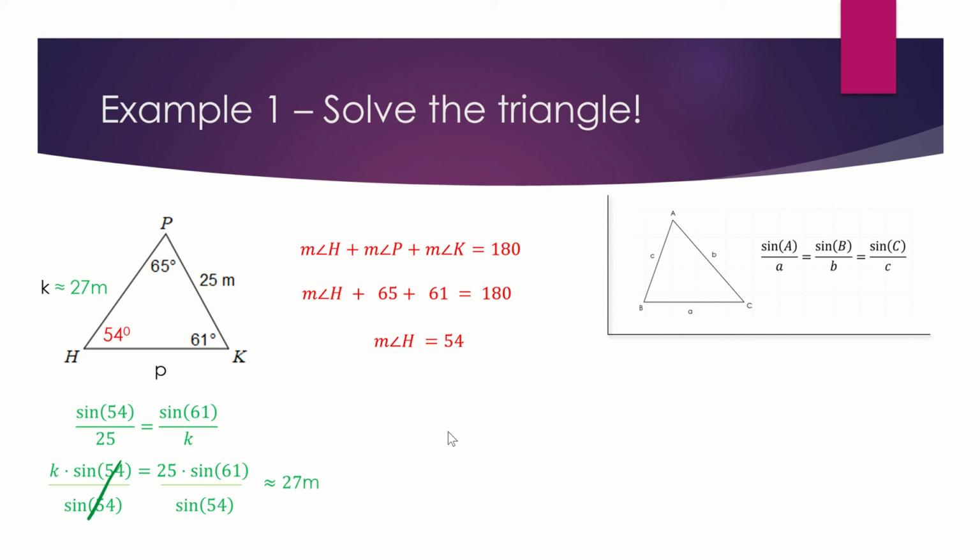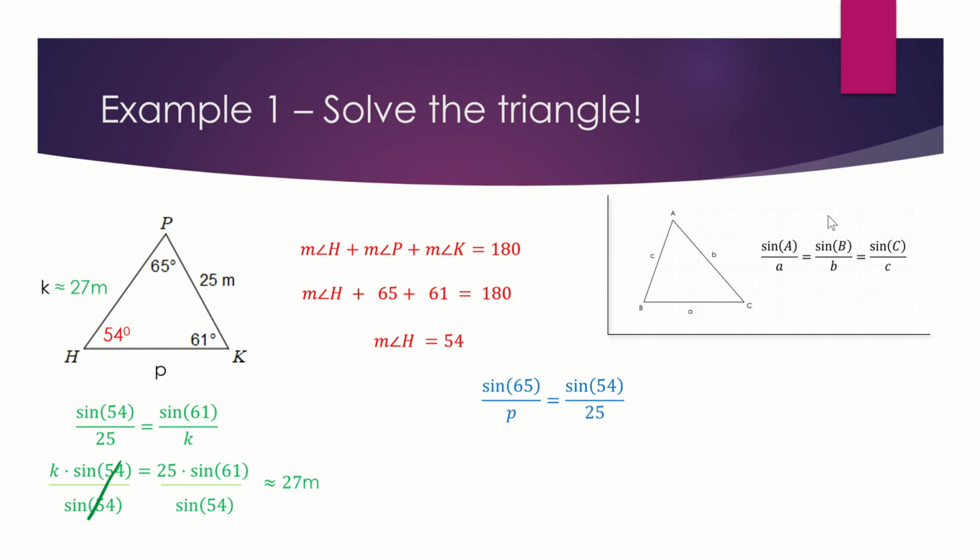In order to do that, once again, we set up the law of sines. So we know the sine of 65 over little p is equal to the sine of 54, which is big H, over little h, which is 25. So that's this ratio right here. I'm using the law of sines.